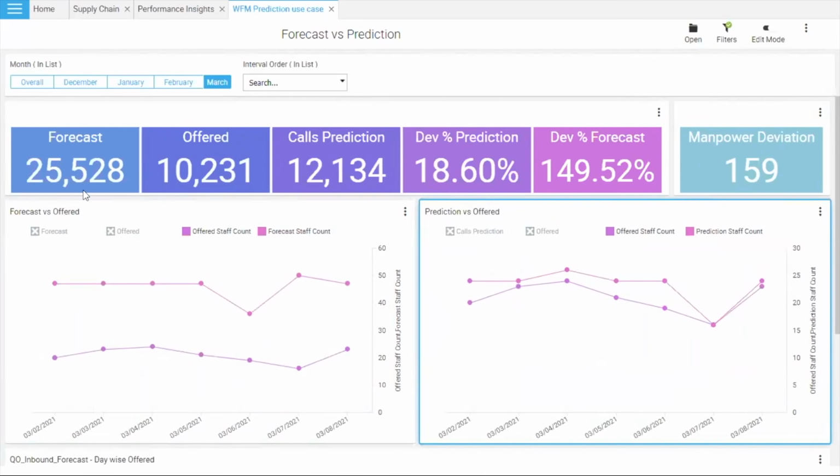This is the forecast staff count, which is 25,428, and that's the upper line. Offered staff count, which is 10,231, is the below line. And here, offered staff count is the below line, and prediction staff count is the upper line. Now you look at the gaps in between both.